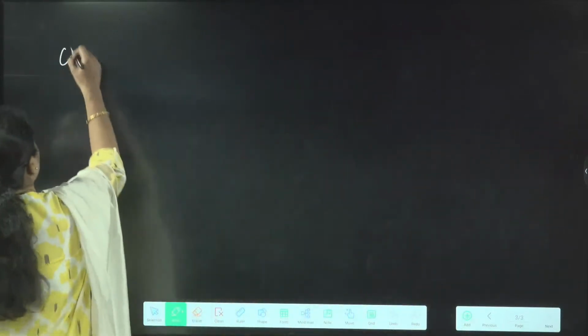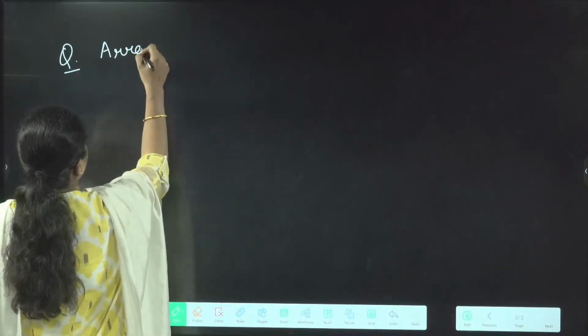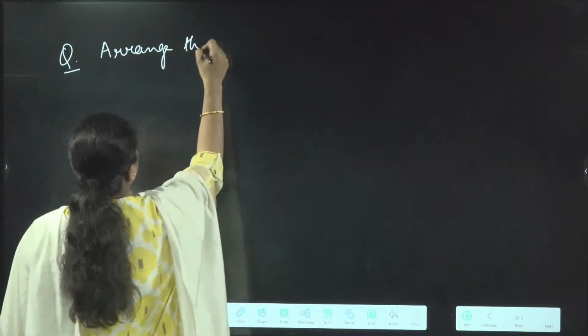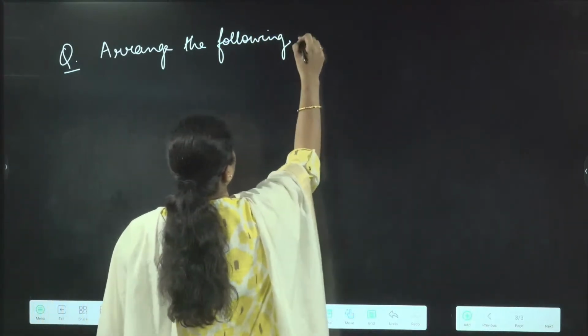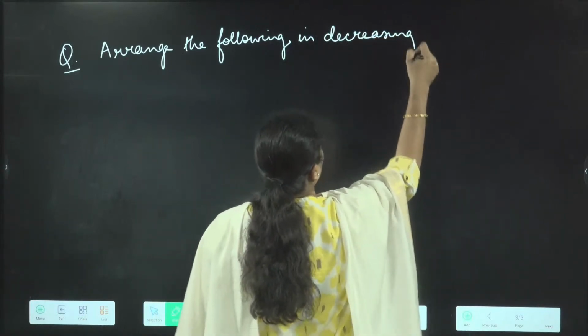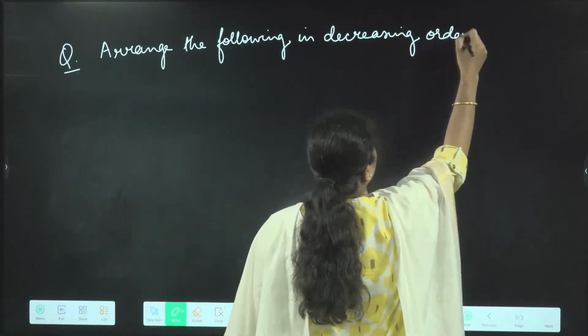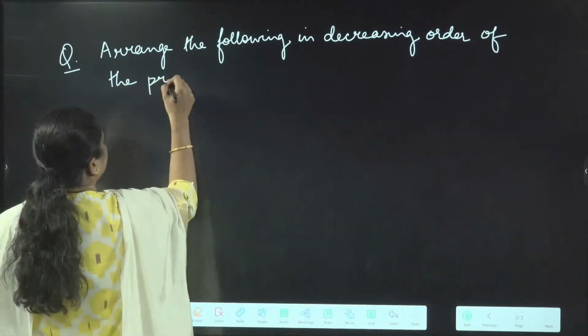I am giving you one question now. Arrange the following in decreasing order of the property mentioned.